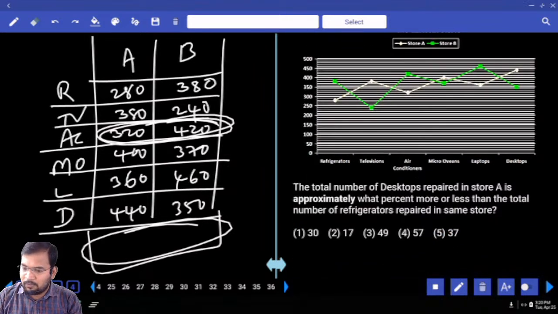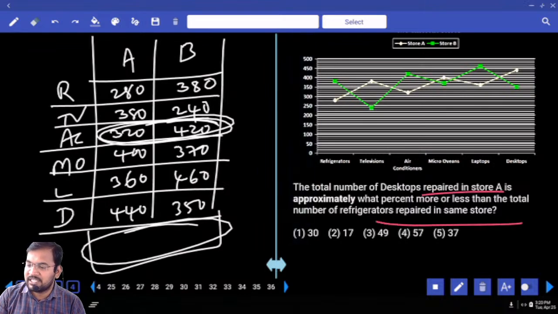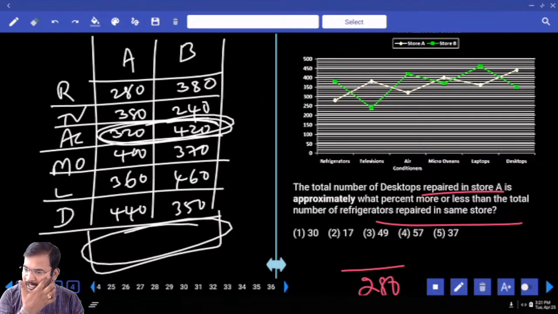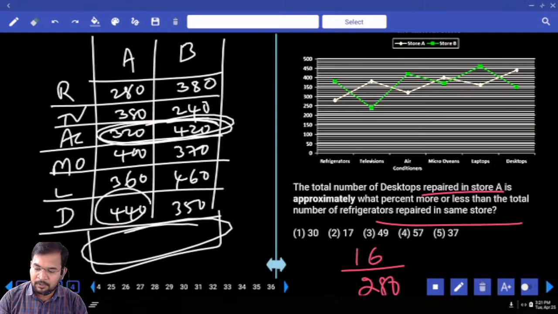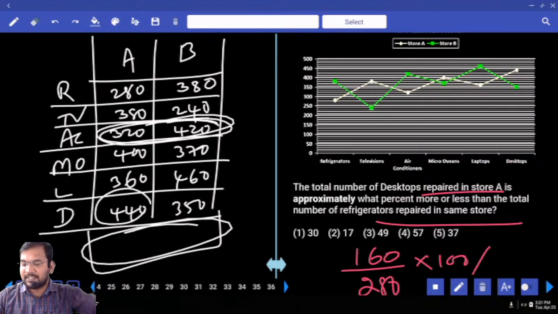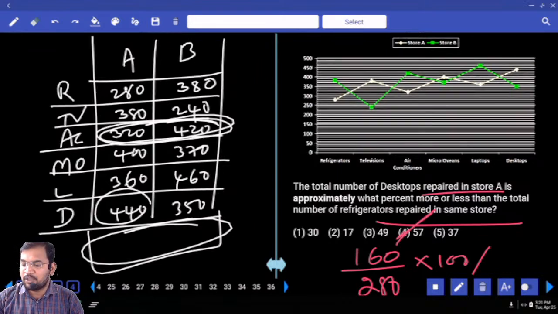Next. The total number of desktops repaired in store A is approximately what percent more or less than the total number of refrigerators in the same store? Same store is store A. Refrigerators in store A, 280, goes in the denominator. Desktops in store A, 440. The difference is 160. 160 is how much percentage of 280? 50% is 140, so our answer is more than 50%: 57. Are you clear?